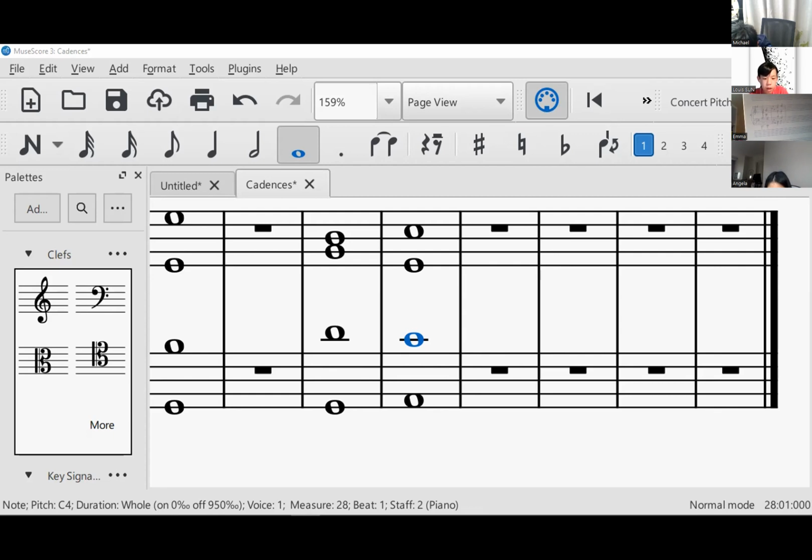Yep. Emma, good job. Let's see. Yeah, we're out of time, so I'll have the rest of you do the imperfect cadences for homework, and I will see you all next time.